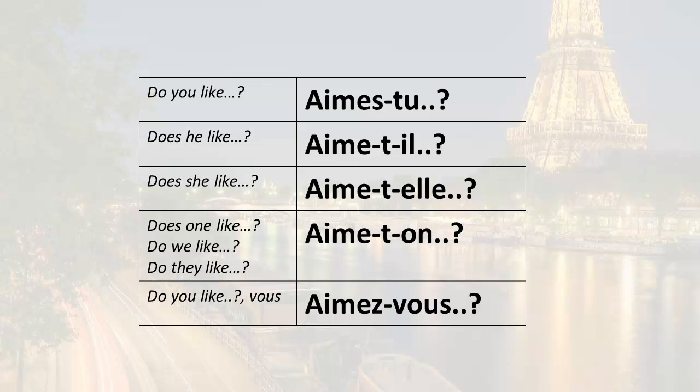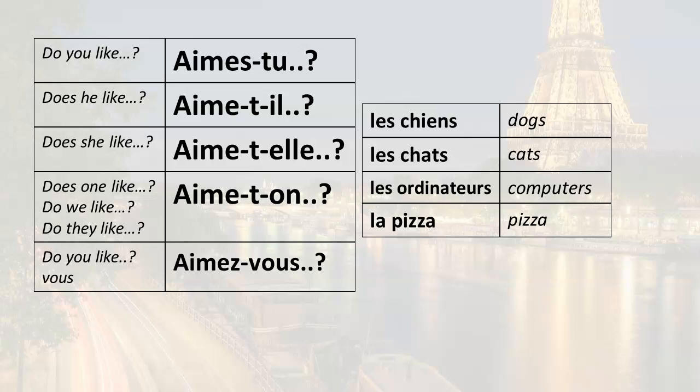Okay, so we have our questions. So let's go ahead and put this together with the nouns that we already know. And remember, this is the fun part. This is where you put it all together and really begin speaking in French. So the question, do you like dogs? Aimes-tu les chiens? Do you like cats? Aimes-tu les chats? Do you like computers? Aimes-tu les ordinateurs? Do you like pizza? Aimes-tu la pizza?